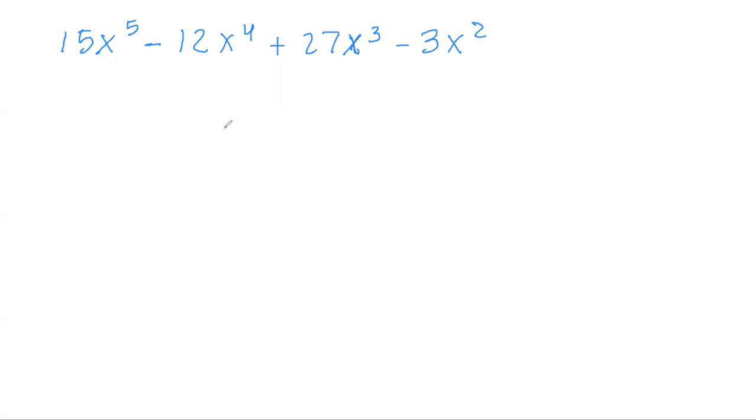Okay, so I have this polynomial here. And again, I'm paying attention to my coefficients, and I can take out a 3. Now looking at my x's, the lowest one is x squared, so I'll take that out. And now in here, 15 divided by 3 is 5. I took out 2 x's from the x to the 5th, so I just have 3 x's left, so x cubed.